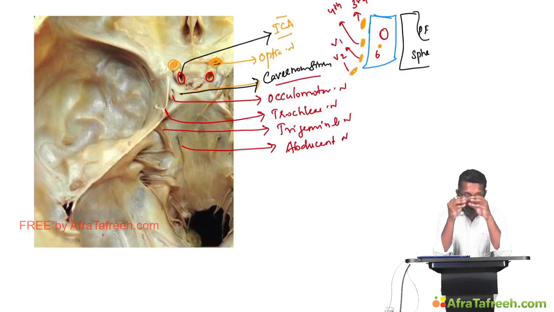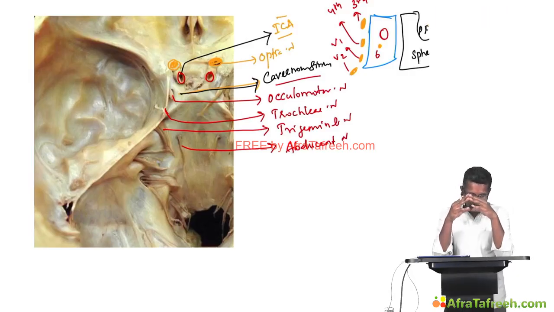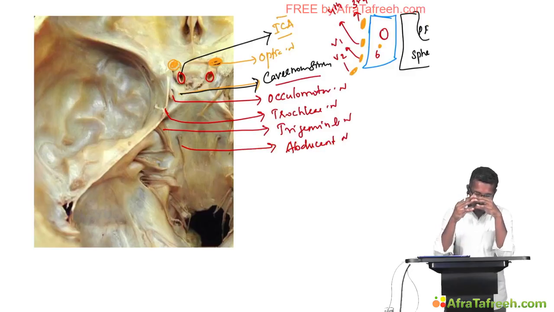So petrositis, or inflammation of the petrous temporal bone, can affect the abducent nerve easily.